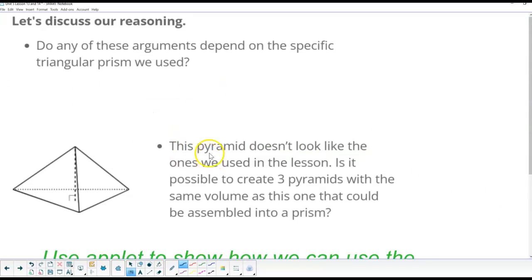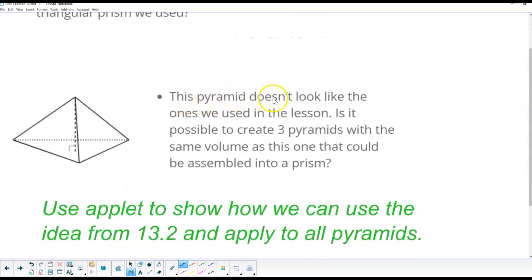All right, this is just a little extension. Do any of these arguments depend on the specific triangular prism that we used? I know we just had one model in our hand, but could this work for any triangular prism? Well, this pyramid doesn't look like the ones we used in the lesson. Is it possible to create 3 pyramids with the same volume as this one and assemble that into a prism?